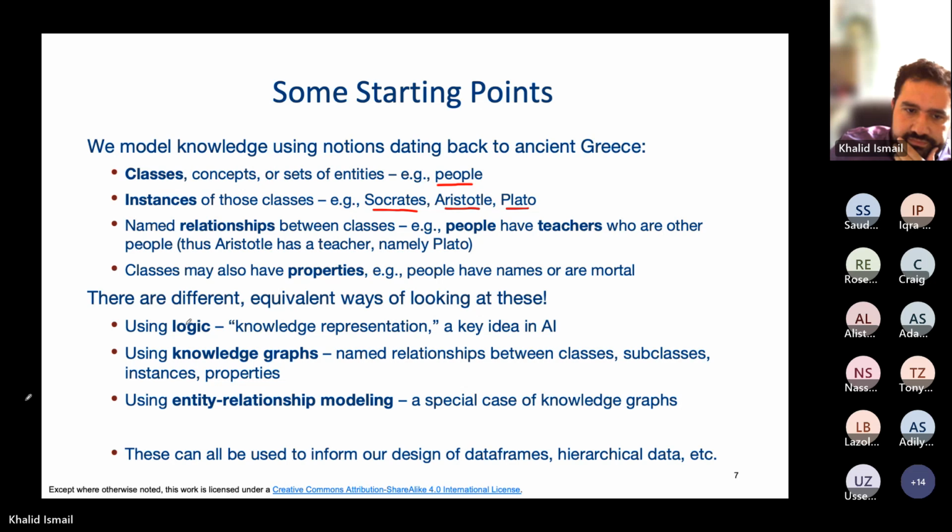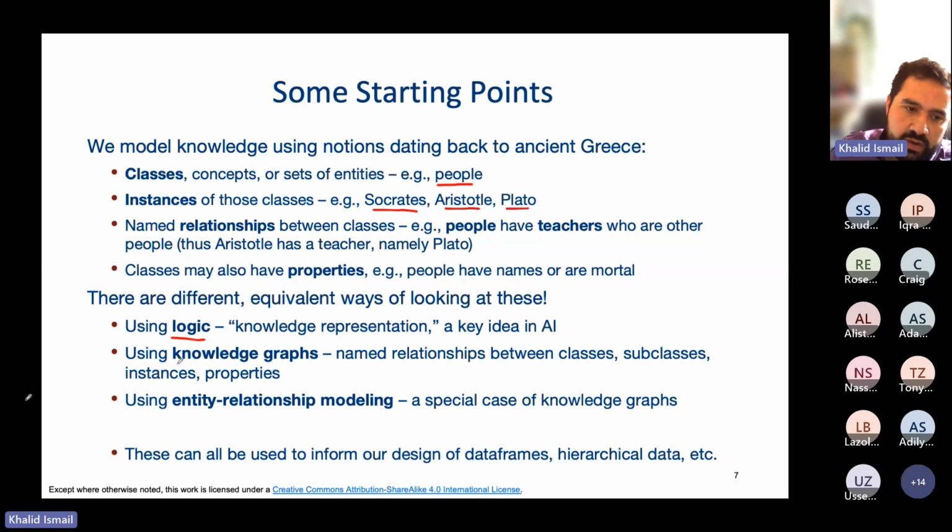Okay, so there are 3 different ways of looking at these. Basically, we're going to visualize, represent, or model the data in 3 different ways. The first way is using logic, and we call it knowledge representation. We're going to talk about this way in a bit more detail at the moment.